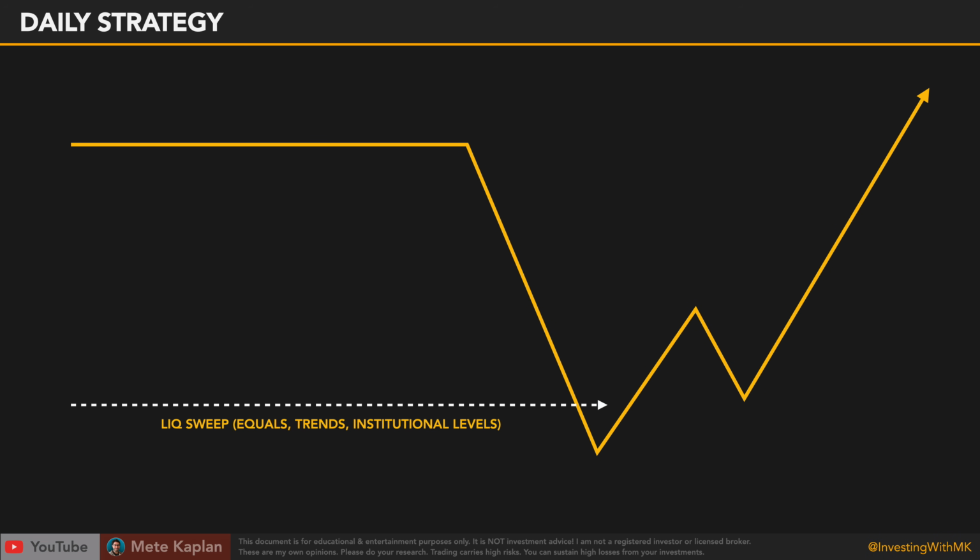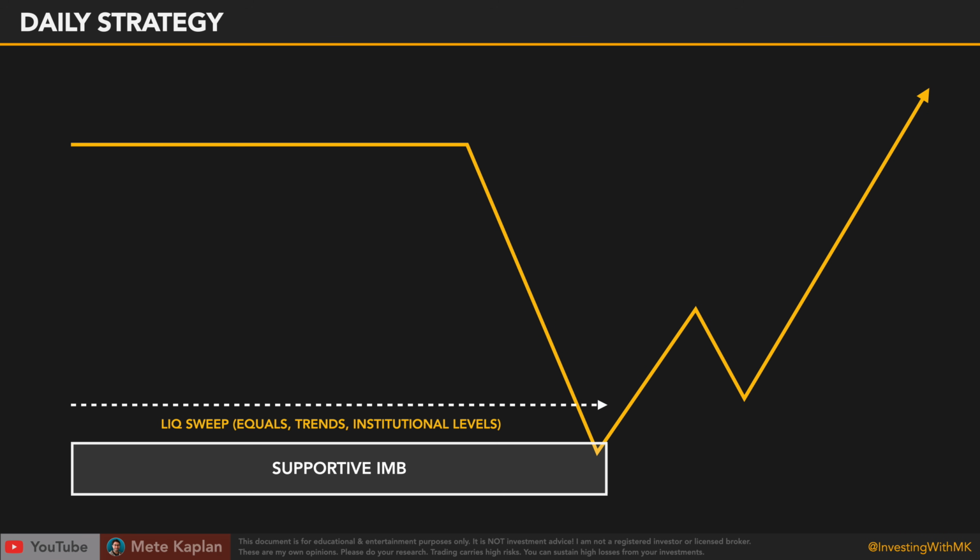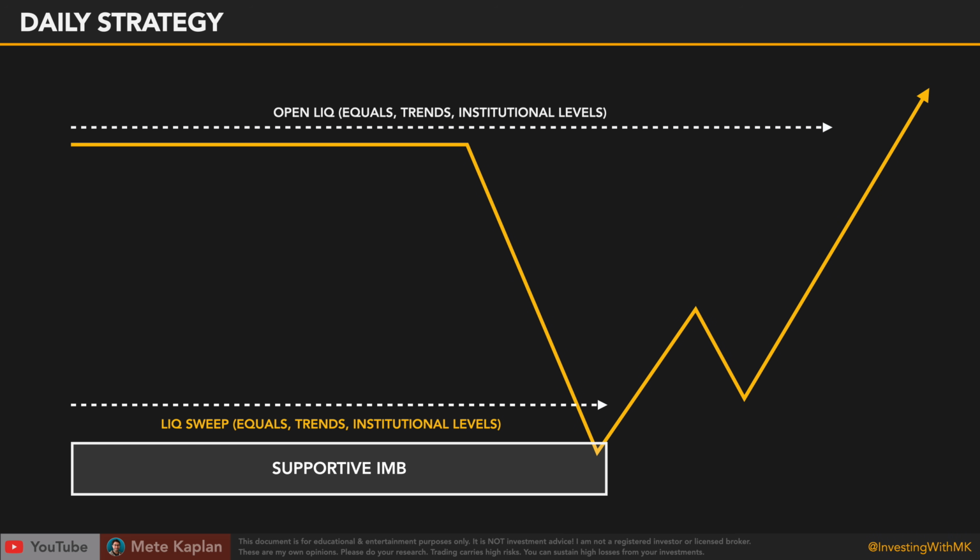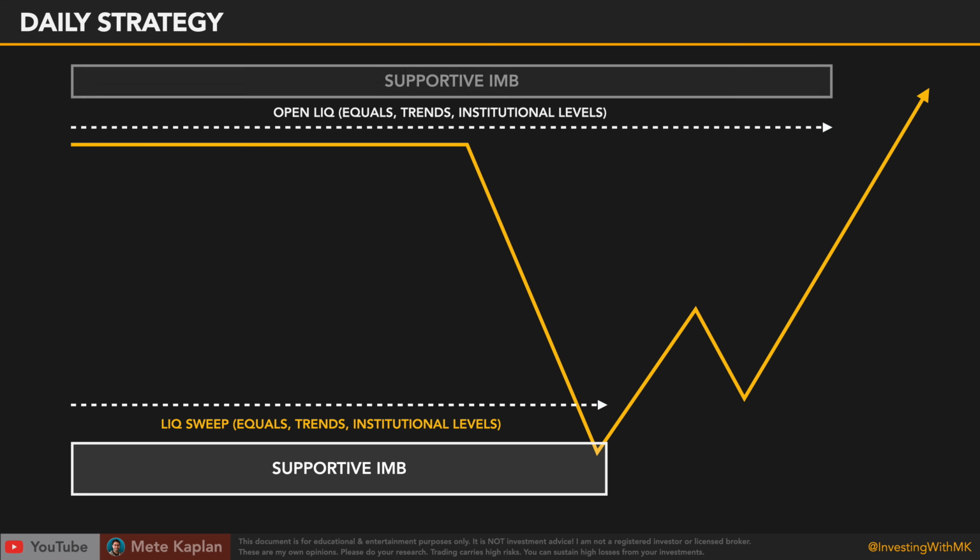First, confirming the liquidity clearance. This could be a trend line, equals, or any kind of institutional level. You can juice up these setups with imbalances and increase the confluences. But more importantly, we need a bias to reach for. We need all those open liquidity points, equals, trends, or institutional levels on the other hand as well. Again, you can use the supportive imbalances to improve your target quality.